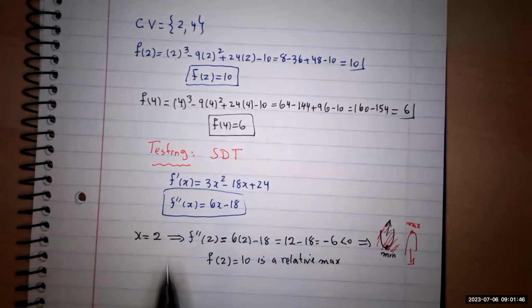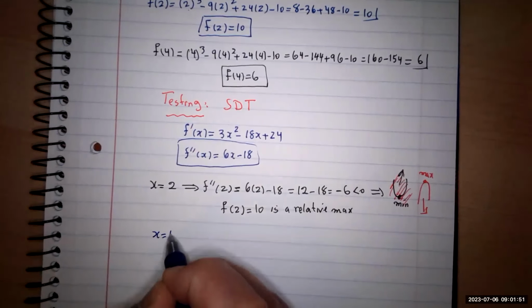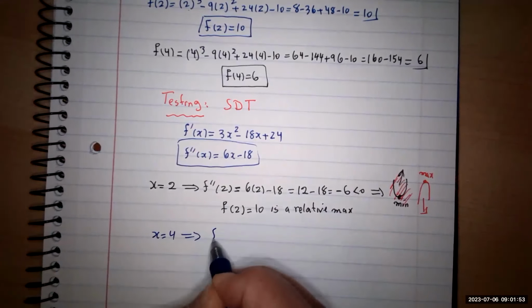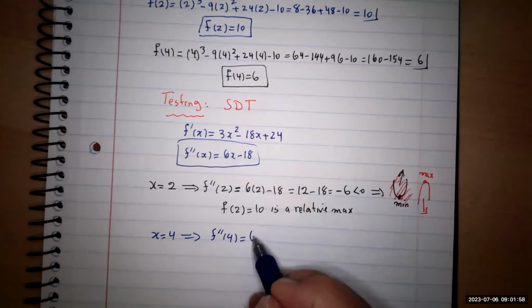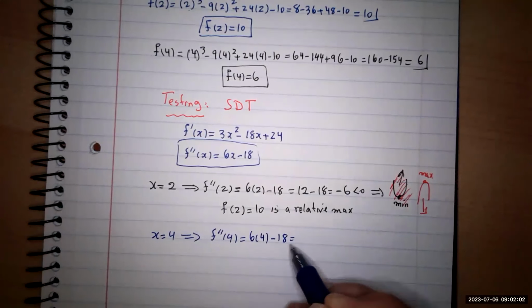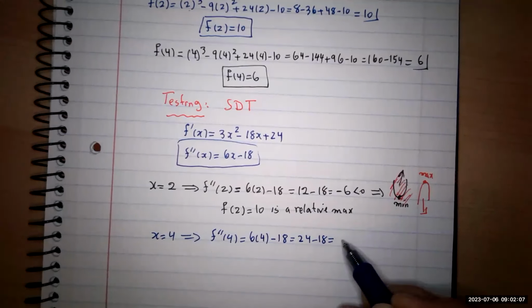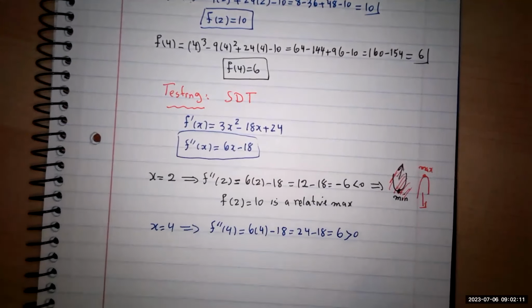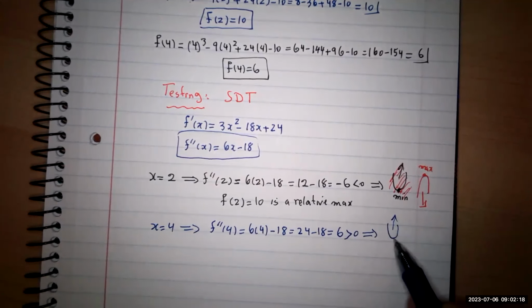So we did have 2 points. Check 4. So checking 4, x equal to 4. So we have to check f double prime of 4. Same thing. 6 times 4 minus 18. So that gives you 24 minus 18. 24 minus 18 would be 6. But this is a positive 6. Concavity positive means up. Upward. So we get a minimum.